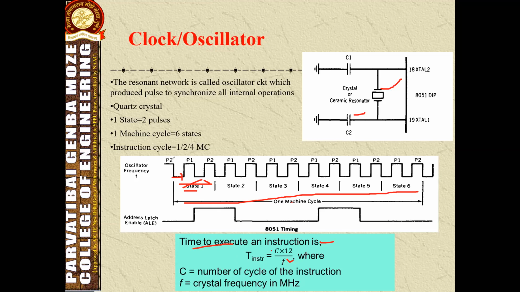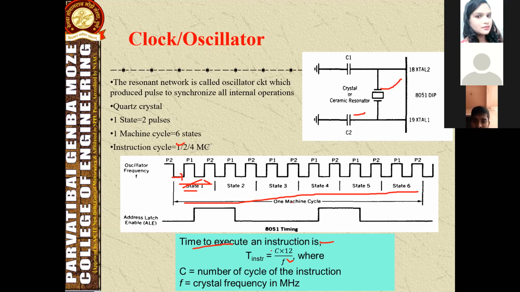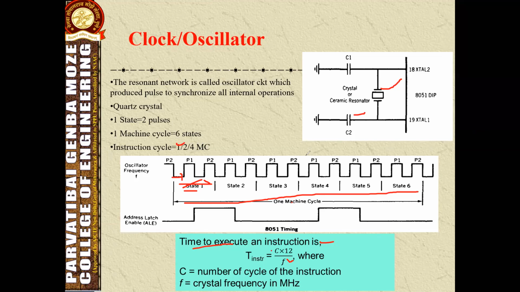The time requirement depends upon the instruction set. Some simple instructions may take one machine cycle, some instructions will take 2 machine cycles, and some will take 4 machine cycles. It is based on the type of the instruction.